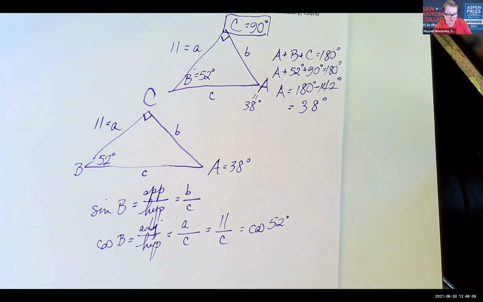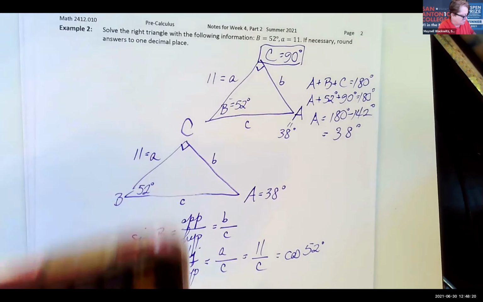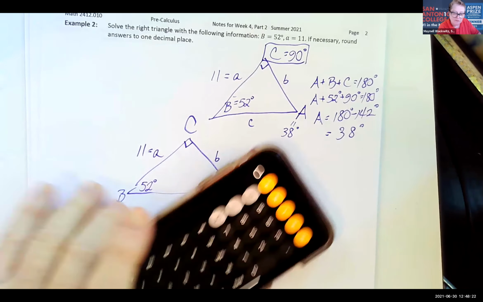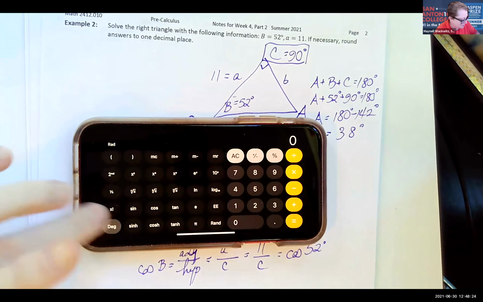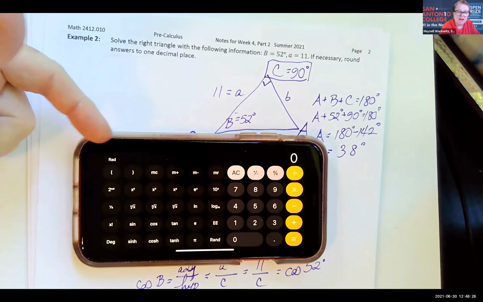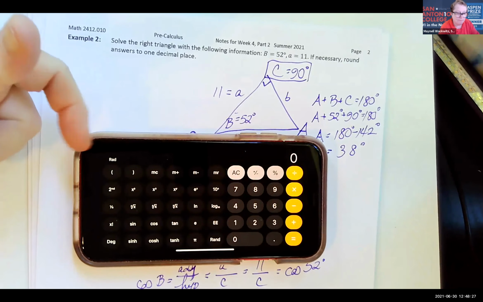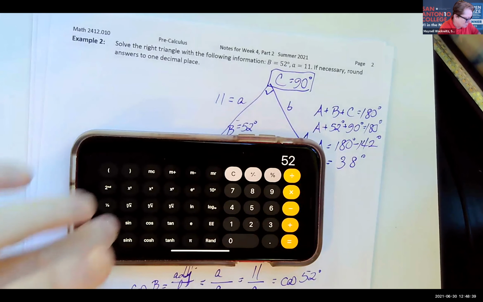I'm going to use my handy dandy phone. We want to make sure we're in degrees. On my phone, if I'm in radians, a little RAD shows up. So if I press the degree button, the RAD goes away, and that's how I know I'm in degrees. I have 52 cosine.